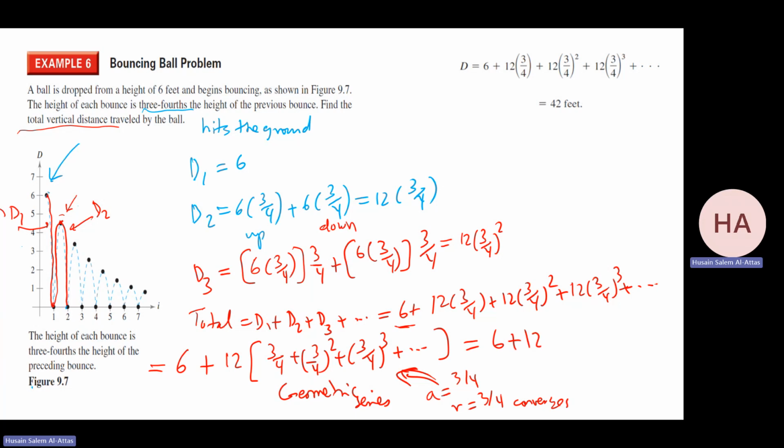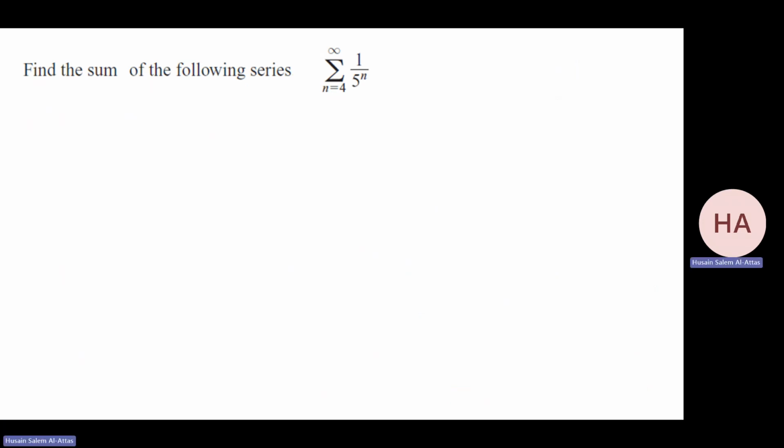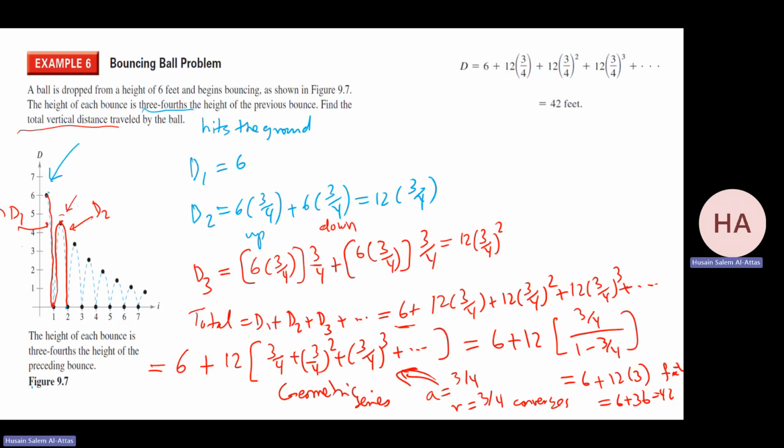And what will that be? This is 6 plus 12 times a, which is 3 over 4 over 1 minus 3 over 4. So it will be 6 plus 12 times, this is 1 over 4, so 12 times 3, which is 6 plus 36, which is 42 feet. Yeah, that will give me the answer. 42 feet. Since he's using feet, the unit is feet.